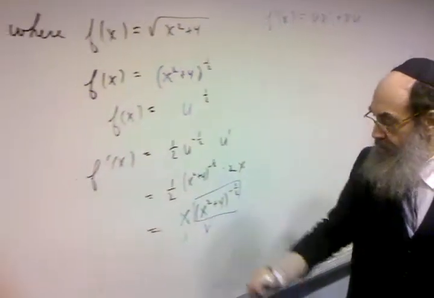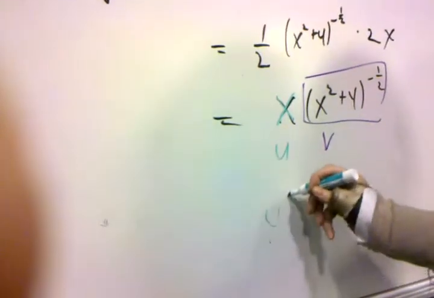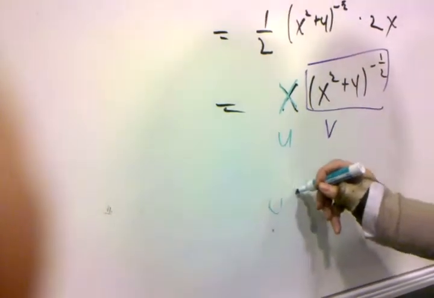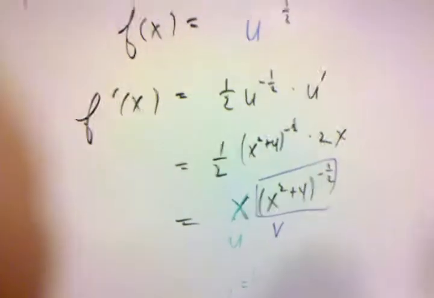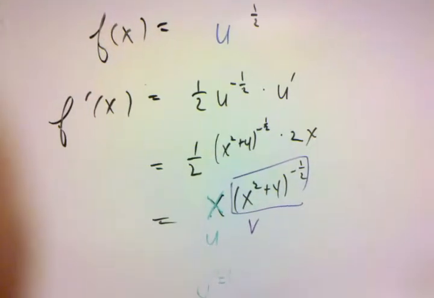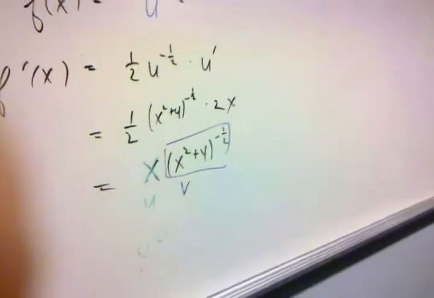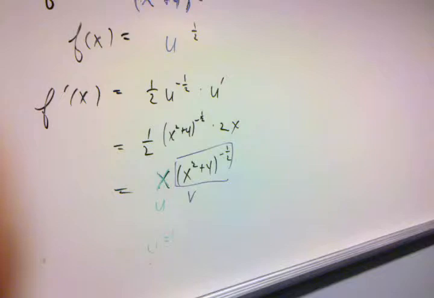If u is equal to x, so u prime is just equal to 1. That should be pretty easy. V is x squared plus 4 to the minus 1/2. That itself is a complicated mess, so we're going to make that something else. We're going to use yet another color here. Let's use pink.